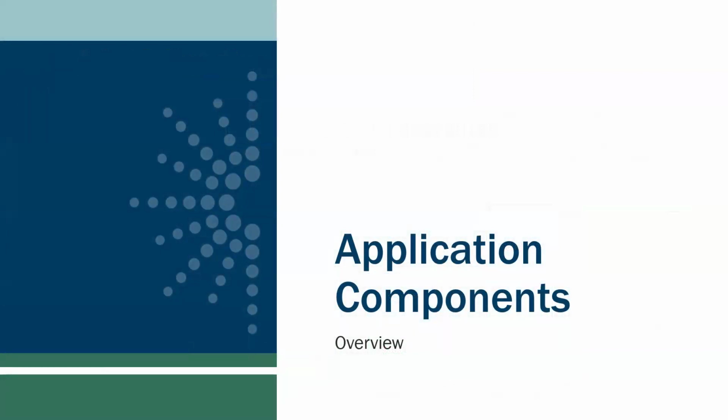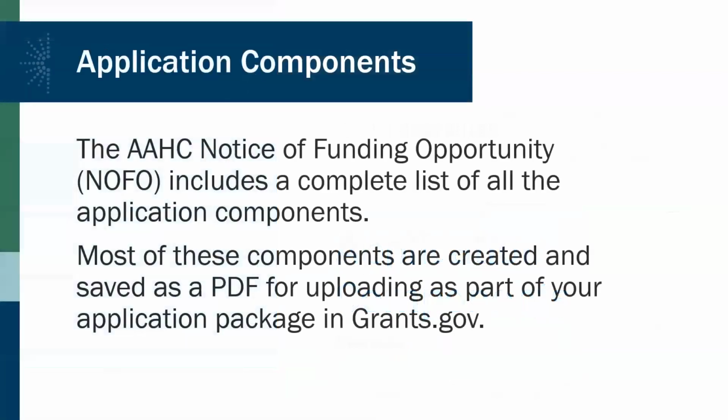In this section, we will introduce the components of an AAHC grant application and provide an overview about the required, conditionally required, and supporting documents. The AAHC Notice of Funding Opportunity, NOFO, includes a complete list of all the application components. Most of these components are created by applicants and saved as a PDF for uploading as part of your application package in grants.gov. The table of application components within the Prepare Your Application section of the NOFO lists which application components are required, as well as those that are conditionally required. For example, some components are included in the application depending on the type of applicant or the type of project.